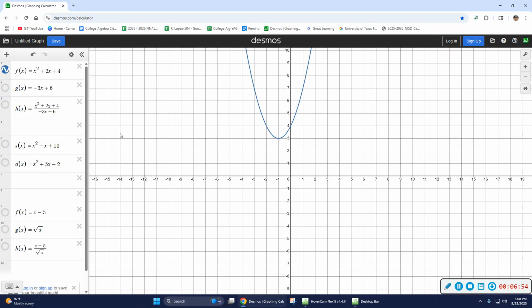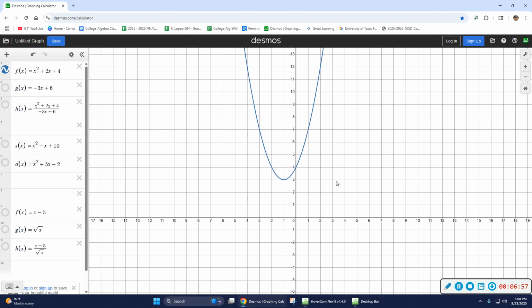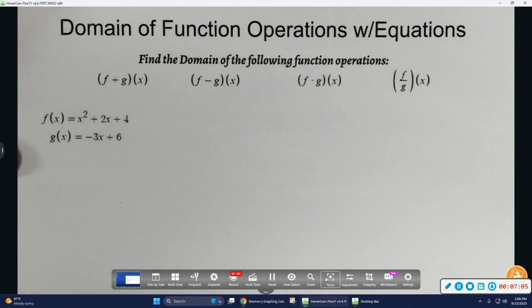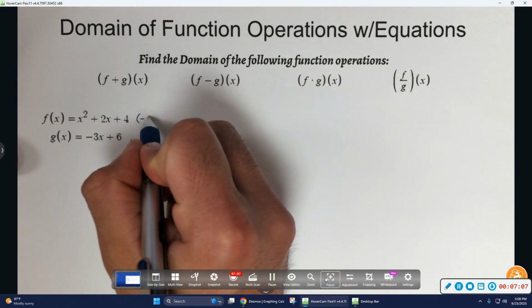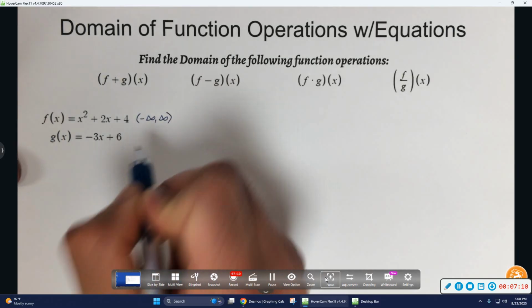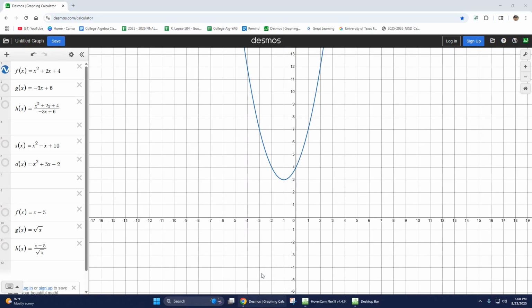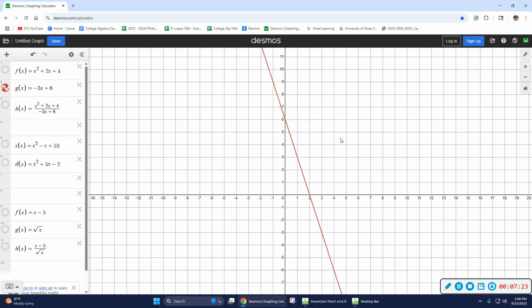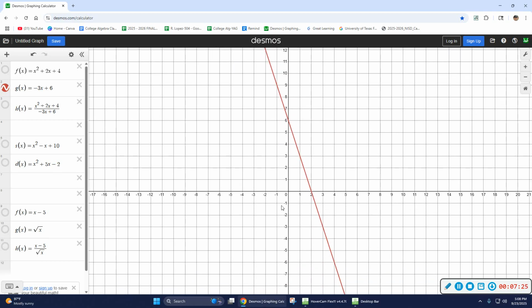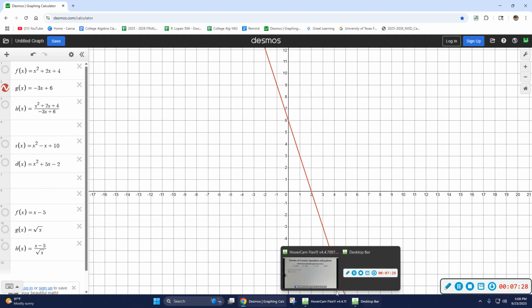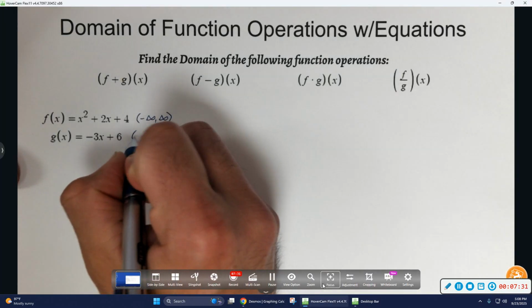When I graph that function, I can see that the domain, the x values, goes from negative infinity to positive infinity. So the domain here goes from negative infinity to positive infinity. What about the linear function? If I were to graph negative 3x plus 6, now notice how this one goes from negative infinity to positive infinity as well. So it has the same domain.